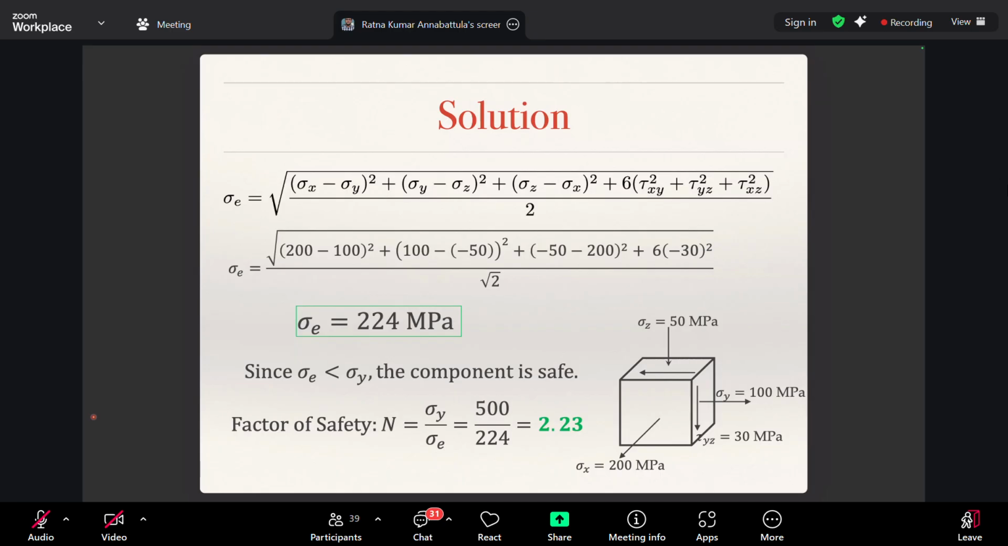What is the first value? 116.67. Then 16.7, minus 30, 0, minus 30, minus 133.3. Is that correct? Yes, sir. Getting the same.